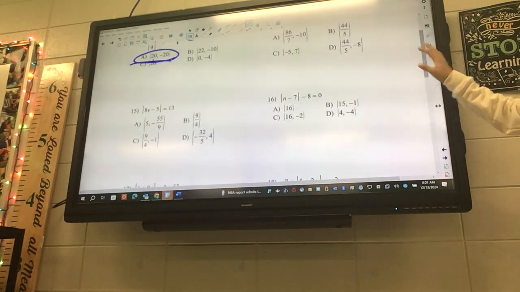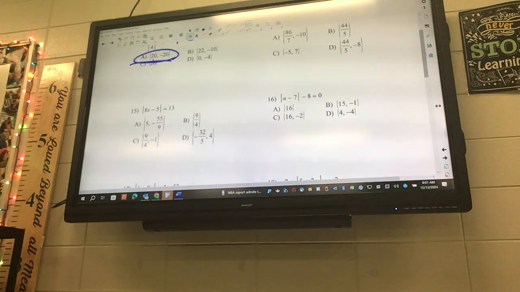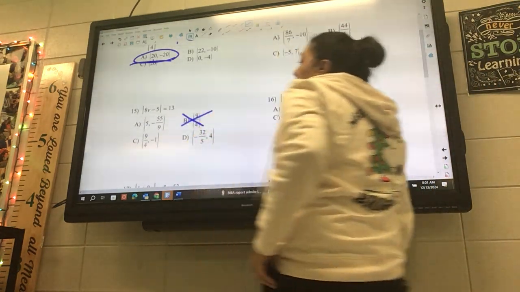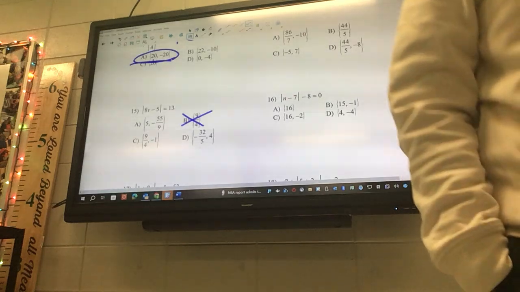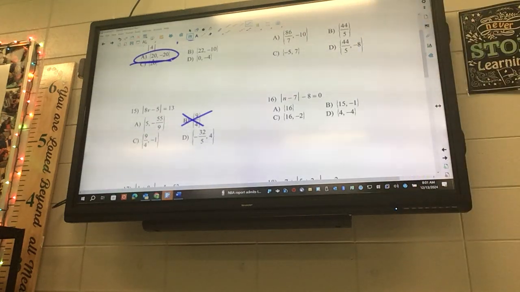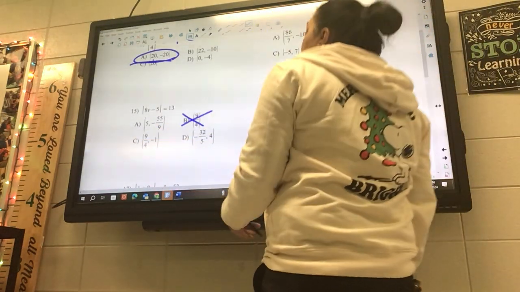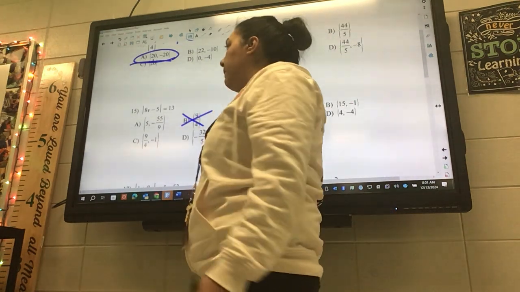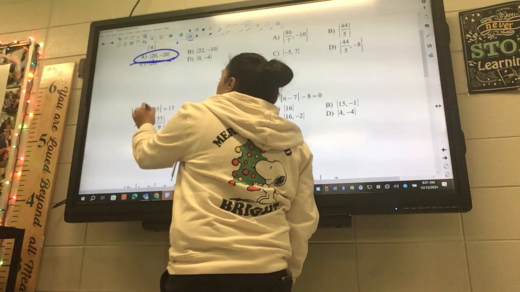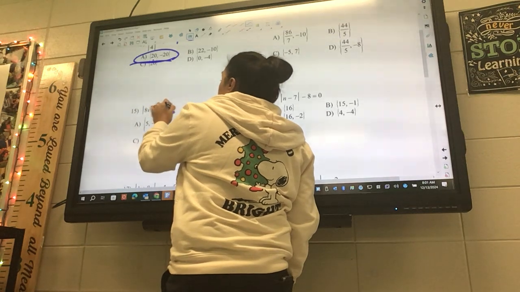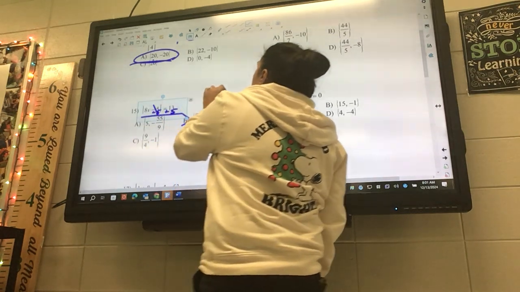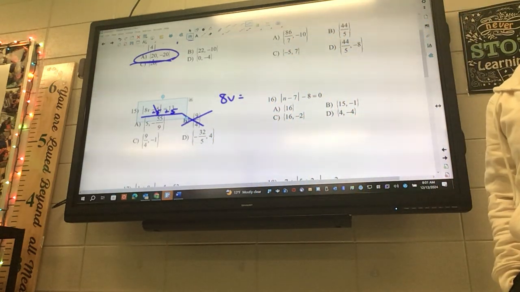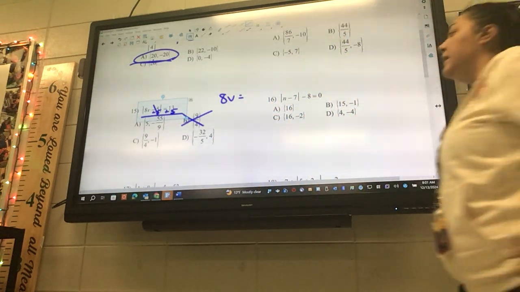Okay, so 15, what can I automatically eliminate? B. I can automatically eliminate B. Okay, is everything on the inside of the bars? Yeah. Okay, so let's start off. We can say, what needs done? Add 5. Okay, so I'm going to get 8V equals, what is 13 plus 5? 18.